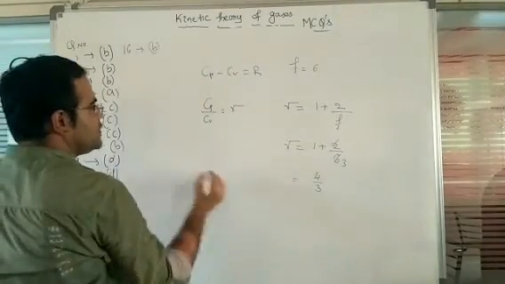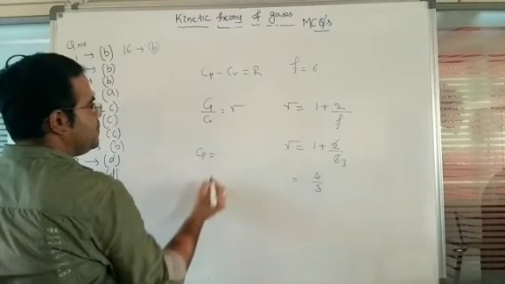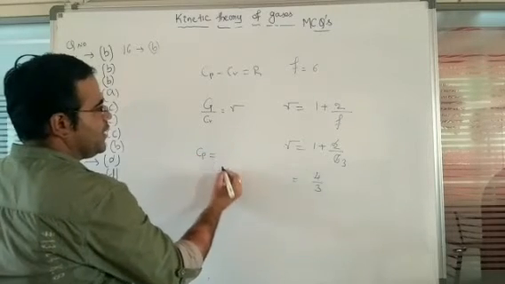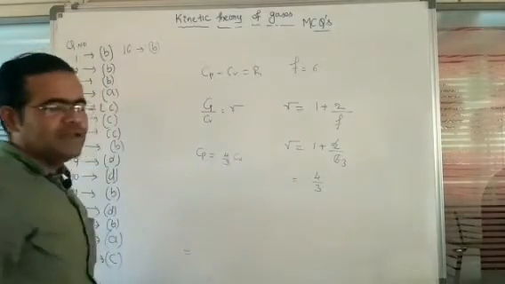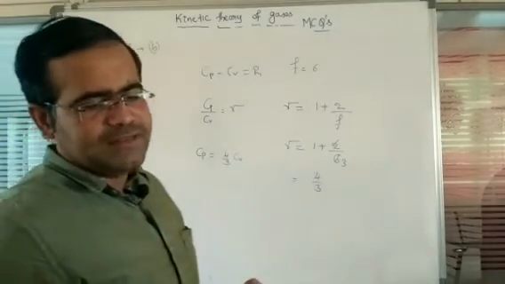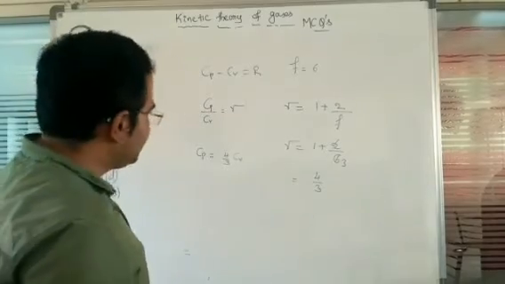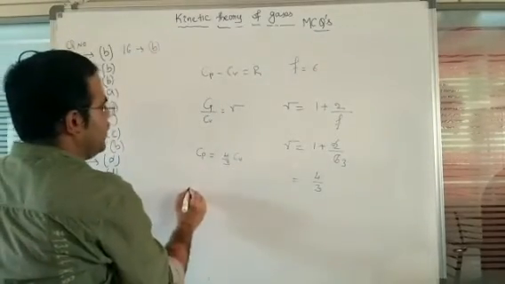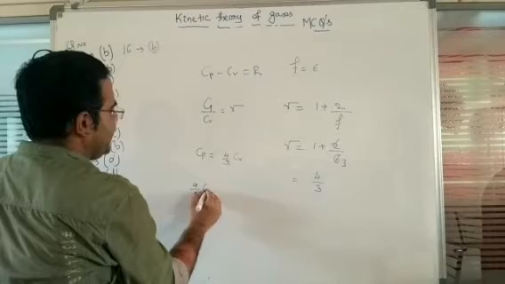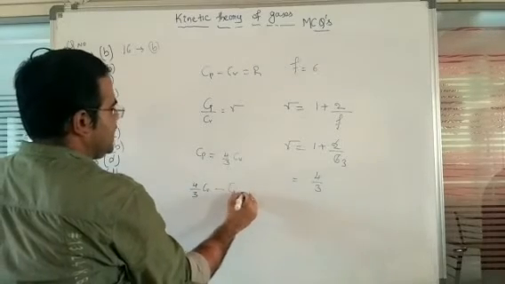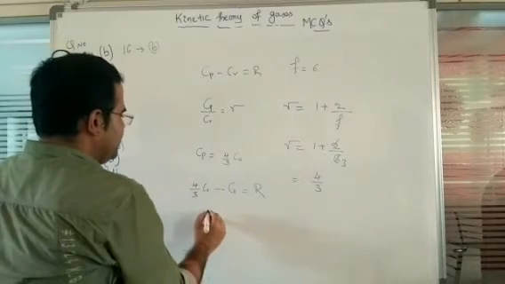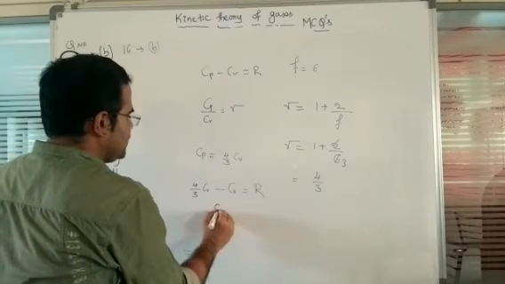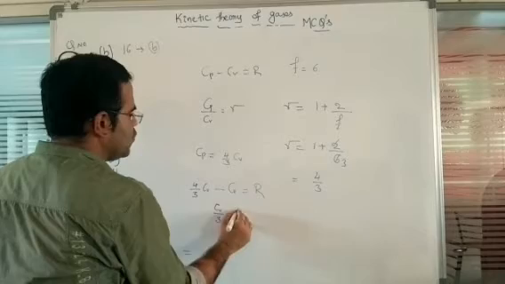So now if we substitute here, we can write Cp is equal to 4 divided by 3 into Cv. Now if I substitute in the first equation, we can write 4 divided by 3 into Cv minus Cv is equal to R. So further, if we simplify, we can write Cv divided by 3 is equal to R here.